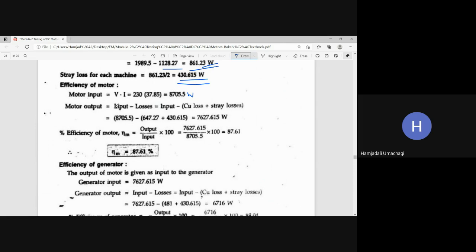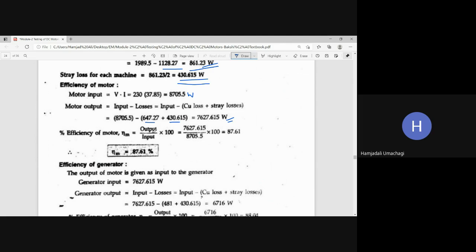Now let us calculate the motor output. Motor output is nothing but what? Input minus losses. Losses means copper loss plus stray loss. So here in this case, input for the motor is 8705.5 minus copper loss of the motor, 647.27, plus stray loss. Stray loss here is 430.615. So altogether, motor output will be 7627.615 watts.